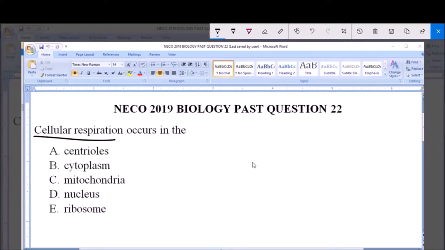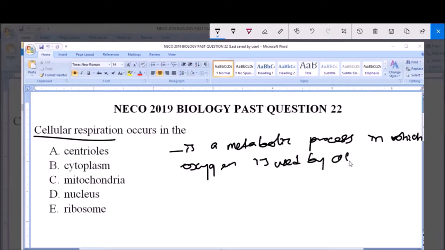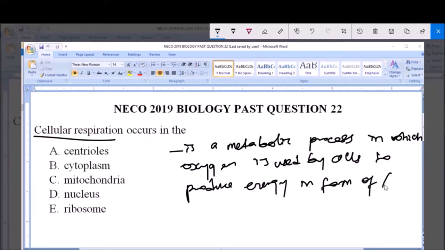Cellular respiration is a metabolic process in which oxygen is used by cells to produce energy in the form of ATP. Like we know, ATP simply means adenosine triphosphate, which is a unit of energy that is used up by cells in the body. So cellular respiration simply involves the use of oxygen to produce energy, which is ATP.